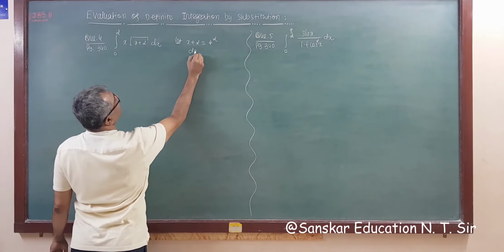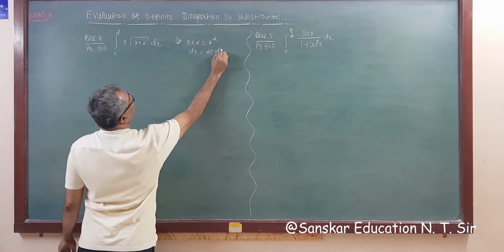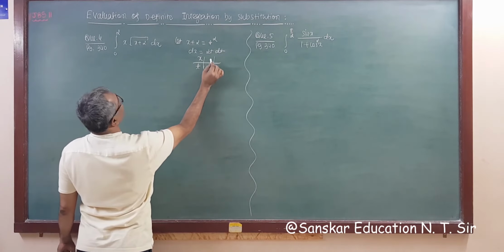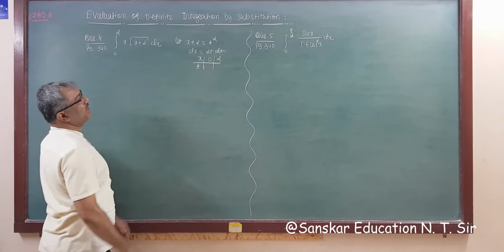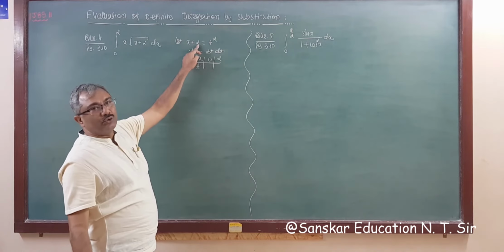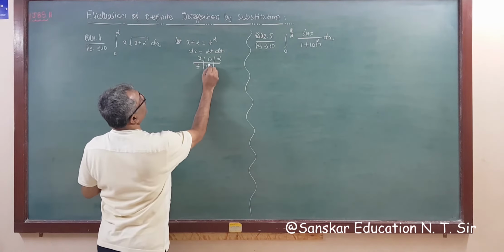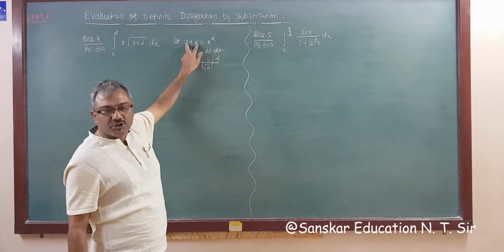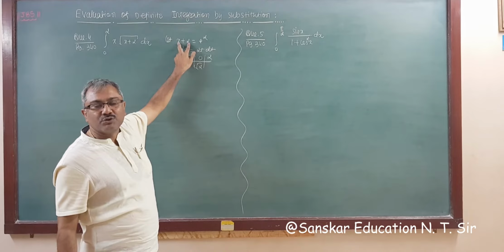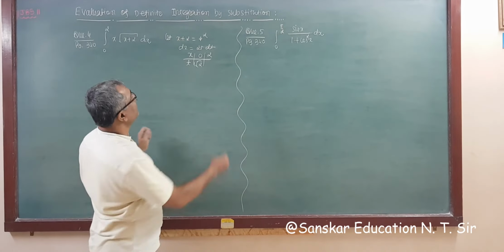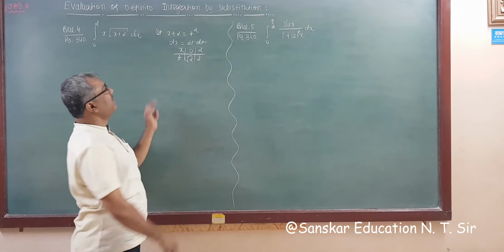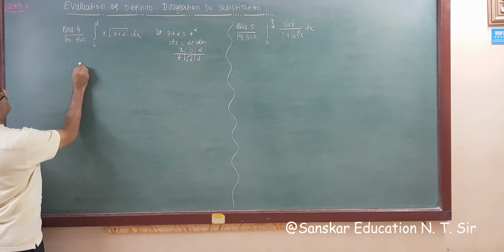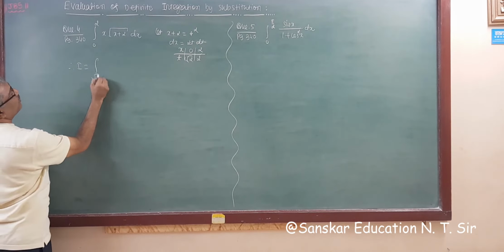So derivative of this, dx is twice t dt, and changing the limit. X is 0 and 2. So if we substitute x equal to 0, t square is equal to 2, that is t is equal to root 2. And x is equal to 2: 2 plus 2, so t square is 4, and square root of 4 is 2. So we get I is equal to the integral from root 2 to 2.